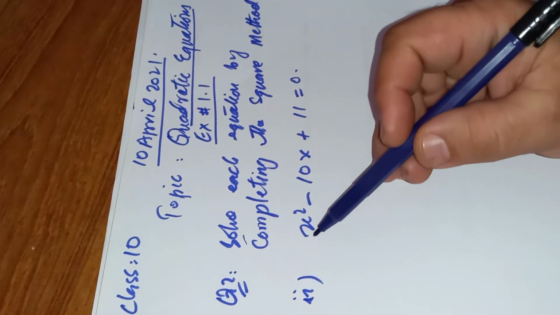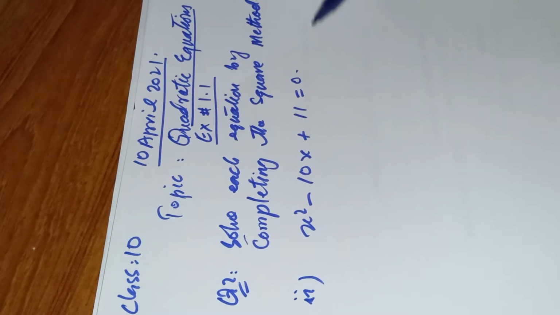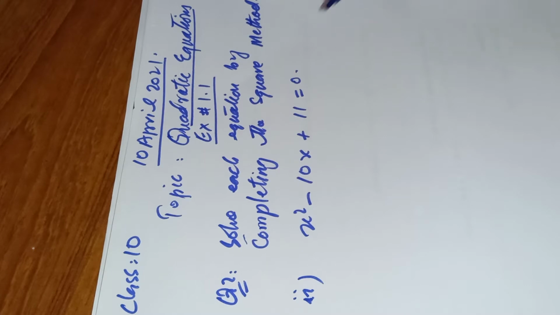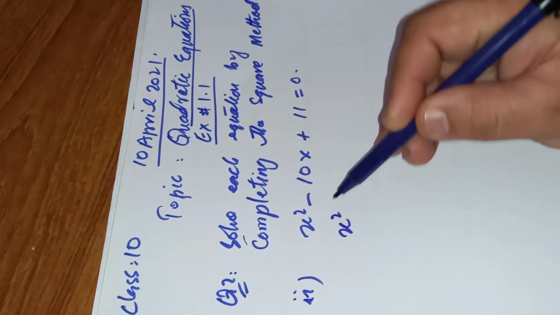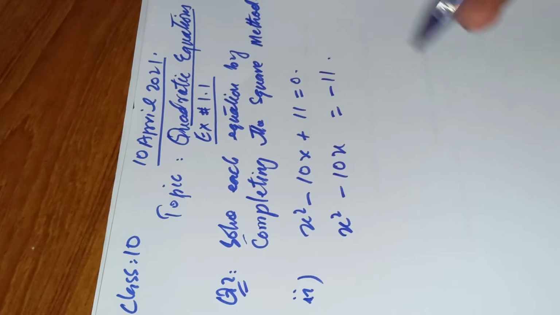First of all, see the coefficient of x square. There is nothing, otherwise we would have divided the equation by that. Now the second step is to take the constant to the other side of the equation, so that is what we will be doing first of all. So taking it there, it will become minus 11.